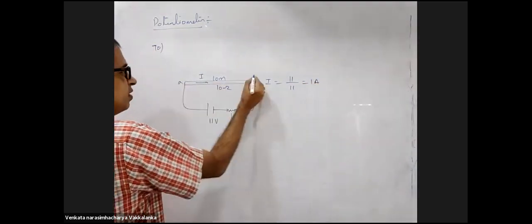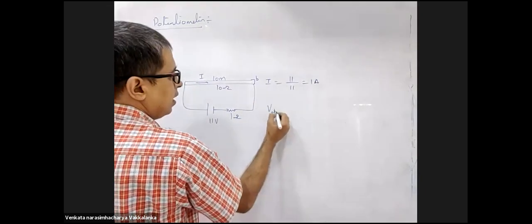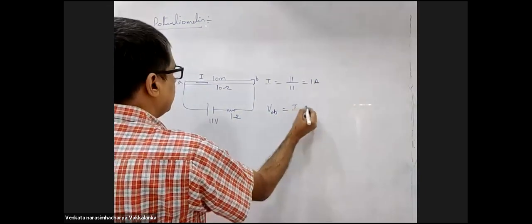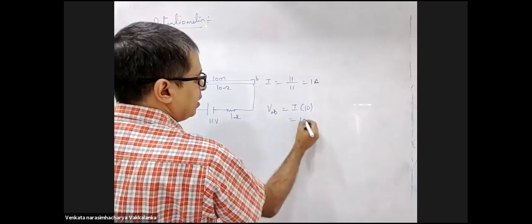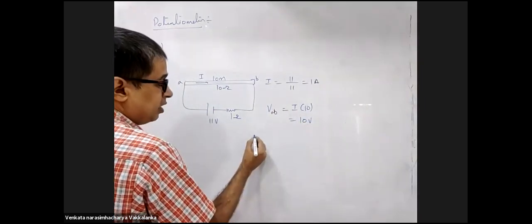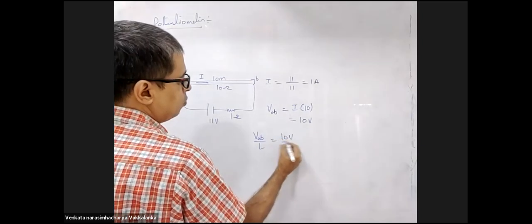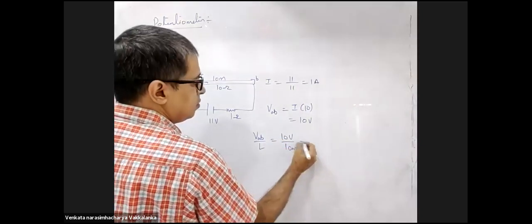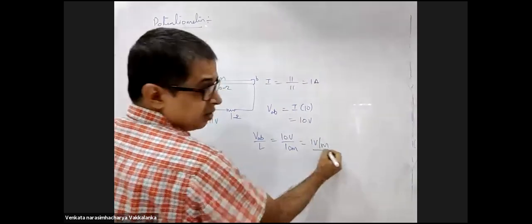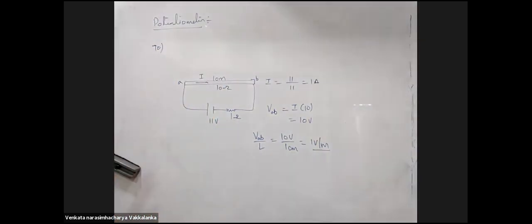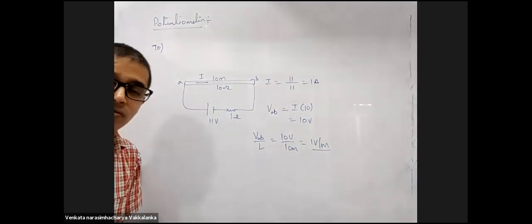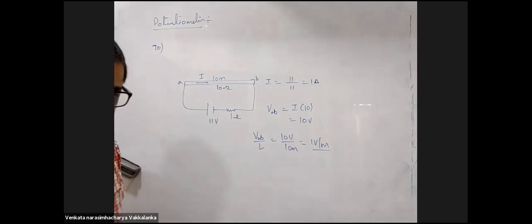So potential difference across AB, VAB, is I into 10. This will be 10 volts. So potential gradient VAB by length is 10 volts by 10 meters. This is 1 volt per meter. Something very silly, just to make sure that you get accustomed to the word potential gradient.